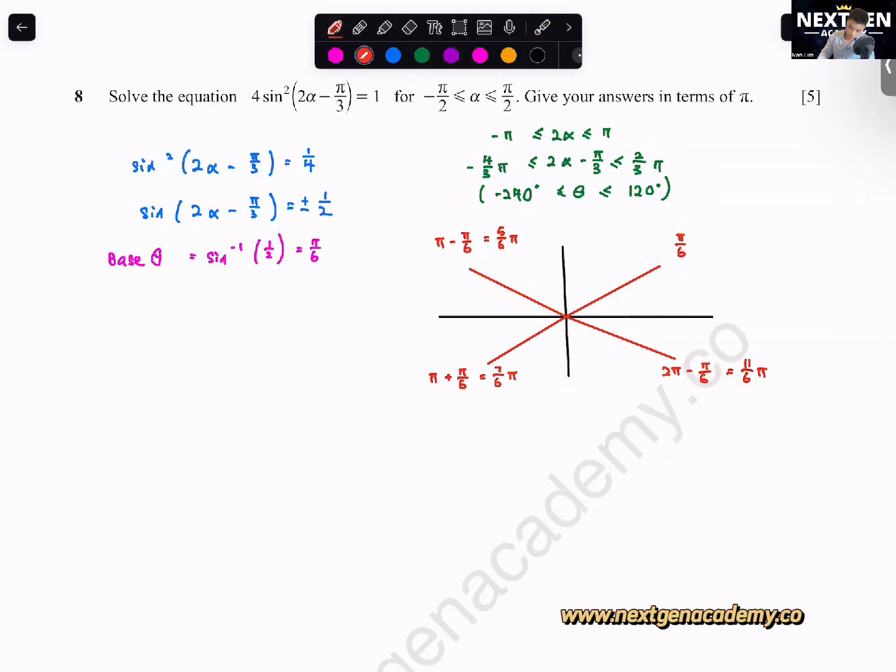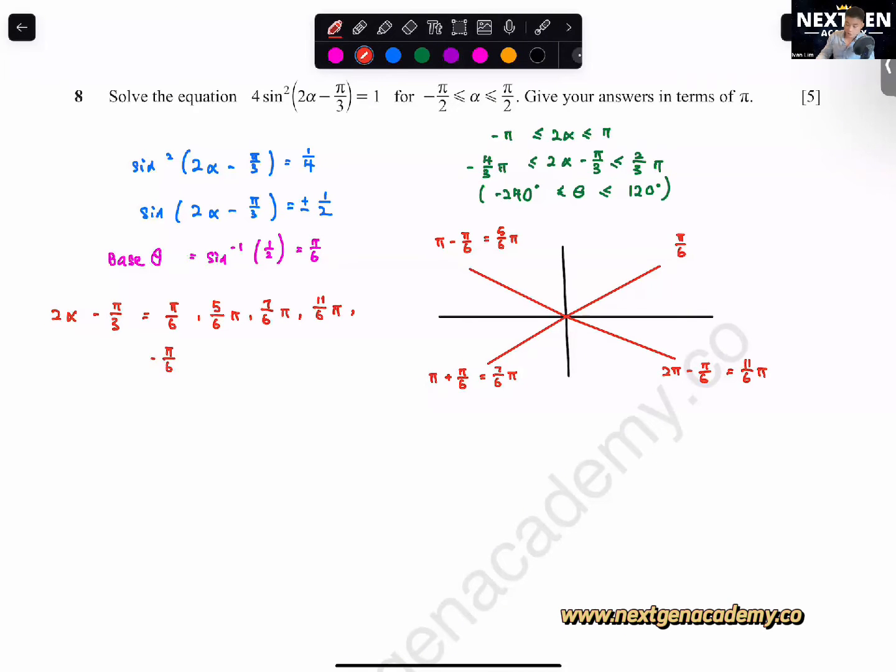So we will now calculate the values. Okay, we write down all the values first. So 2 alpha minus pi over 3 is equal to pi over 6, 5 over 6 pi, 7 over 6 pi, and 11 over 6 pi. Okay, I'm just going to put a negative for all the values.